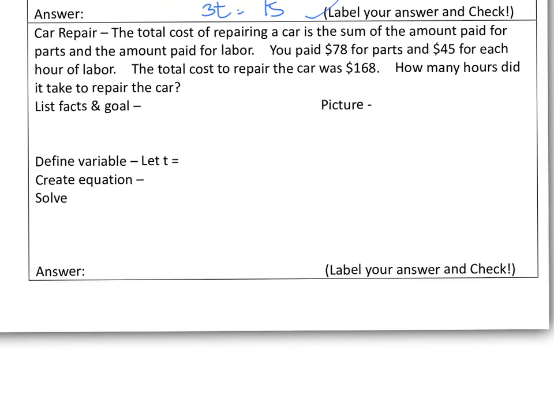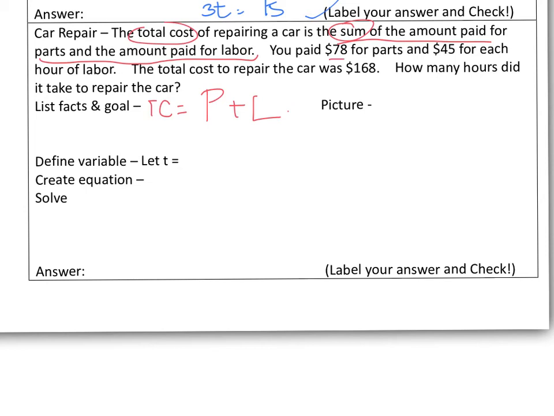Okay, now let's take a look at another problem. Car repair. The total cost of repairing a car is the sum of the amount paid for the parts and the amount paid for the labor. So here, this first sentence not only tells you what the word problem is about, it also gives you an important piece of information. Total cost equals the sum of parts plus labor.